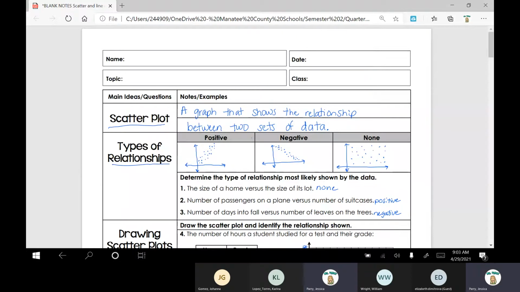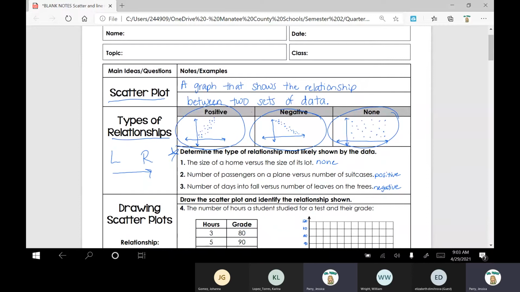And then we have a couple of different types of relationships. We've got our positive, where it's very similar to slope. So this one here, you read it going from left to right. And if it's going in the up direction, like our first one here, then it's positive. If it's going in the down direction, then it's negative. And then sometimes there's no exact correlation there. It's just kind of all over the place. So that one would just be none.